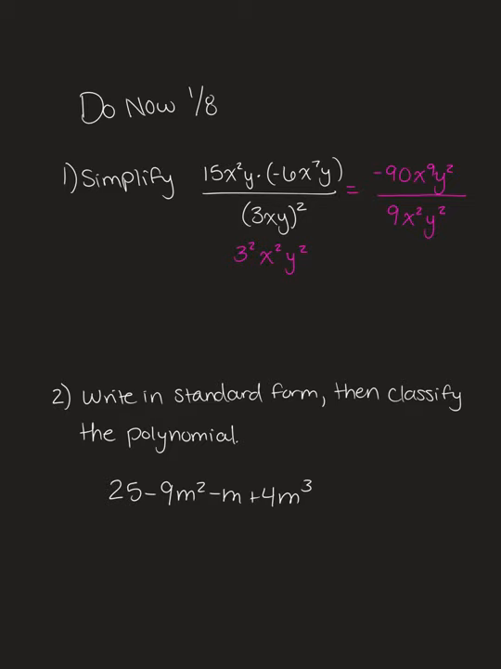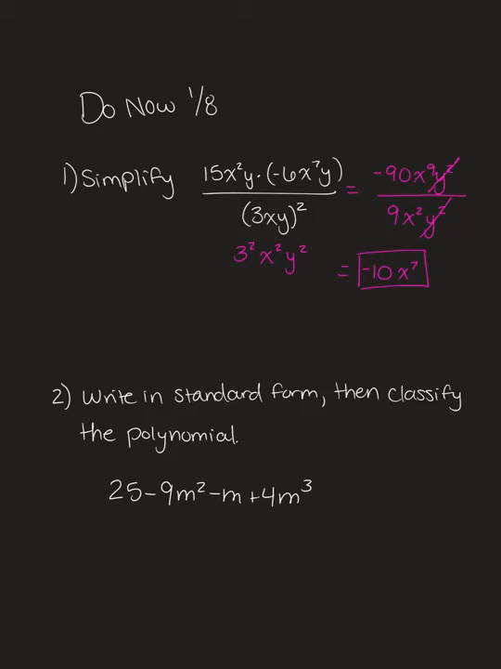So divide each term. Negative 90 divided by 9 is negative 10. x to the 9th divided by x squared, you subtract those, and so you get x to the 7th. y squared divided by y squared, everything just cancels out, and so it's just a 1. Okay, so your final answer is negative 10x to the 7th.